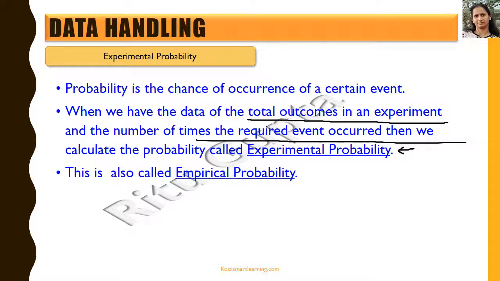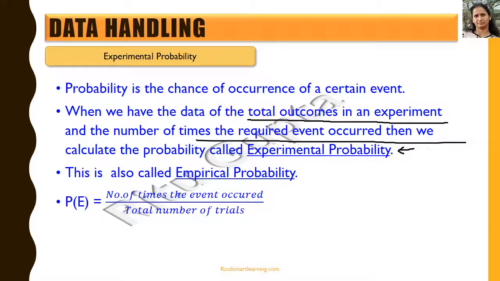This is also called empirical probability, and it is given by the formula: number of times the event occurred divided by the total number of trials.